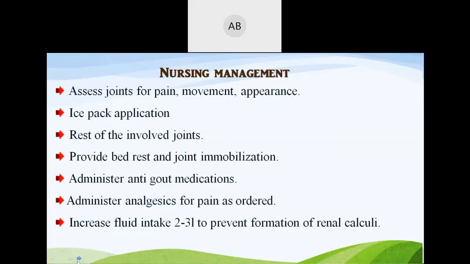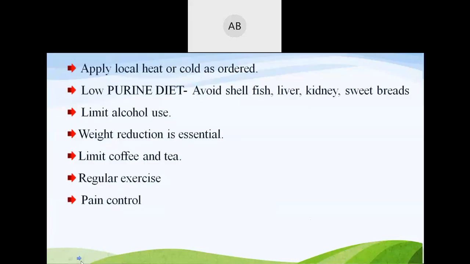Next is nursing management. Commonly we have to assess the patient's joints for any pain, range of motion, and appearance of the joint for any tenderness or swelling. If excess swelling or pain is there, you can provide ice pack application or even hot fomentations. Adequate bed rest is advised to the patient, and slowly you can start with joint immobilization. Start anti-gout medication, give NSAIDs or analgesics to the patient, and increase the fluid intake. 2 to 3 liters of fluid is advised so that it will prevent the formation of stones.